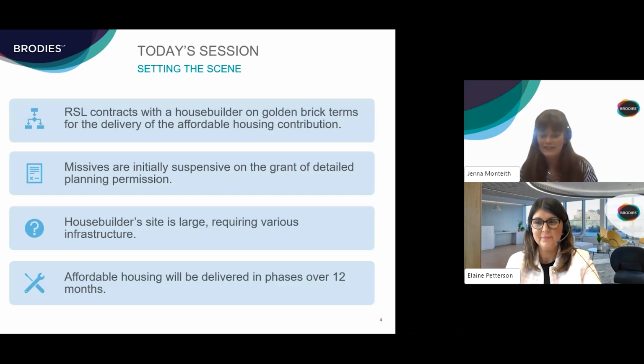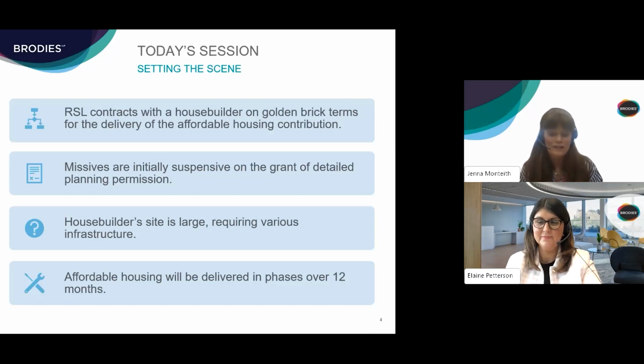And then, towards the end, it's likely to be the case that all of the plots will have been transferred and will be within the ownership of the RSL. And some of those plots then will have been completed and handed over and then will be in the defects liability period post-completion, and some of the plots will be just about to be completed in terms of the build contract.